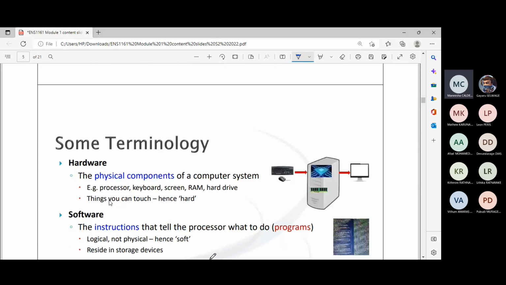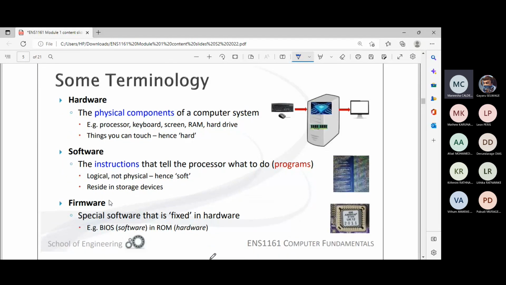Some terminology: hardware, software, firmware. Does anyone need to know about hardware? It's a physical component that you can touch and show to someone else. This is my pen, this is my microphone, this is my mouse, this is my laptop, or this is my keyboard and so on and so forth.